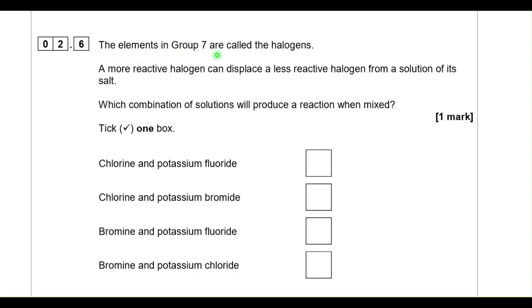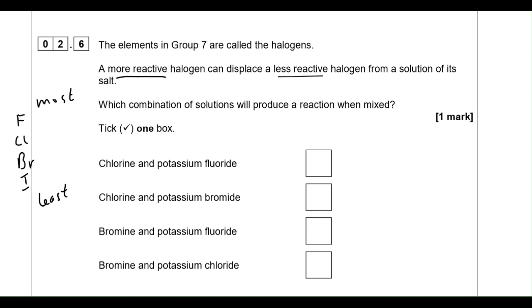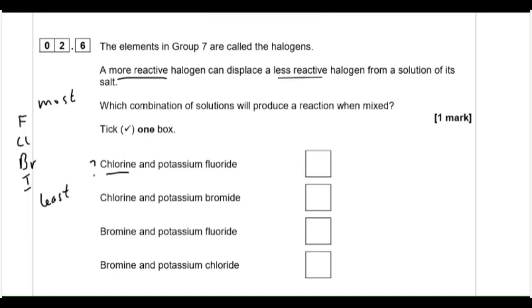Question 2.6. The elements in group 7 are called the halogens. A more reactive halogen can displace a less reactive halogen from a solution of its salt. Which combination of solutions will produce a reaction when mixed? And this is for 1 mark. So if we look at the halogens, we've got fluorine, chlorine, bromine, iodine. Fluorine is the most reactive, and iodine at the bottom is the least reactive. So remind ourselves, a more reactive will displace a less reactive. In other words, there'll be a reaction. The first reaction between chlorine and potassium fluoride, well, chlorine is less reactive than fluorine, so it will not react.